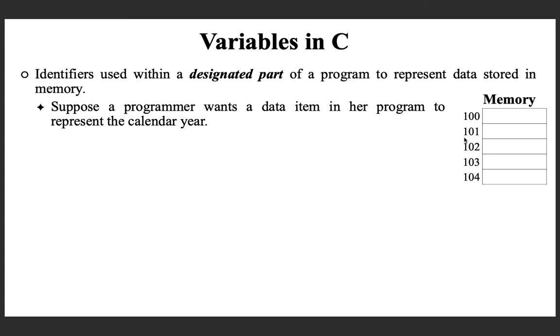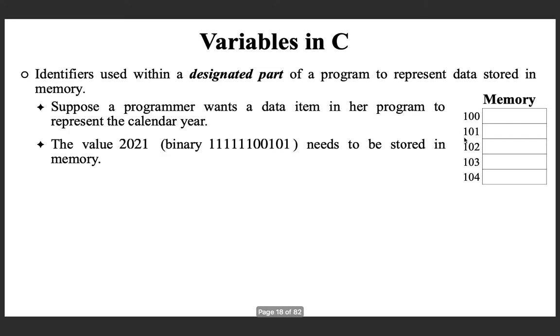Now suppose, for example, a programmer wants a data item in her program to represent the calendar year. So we are considering an example. In a program, the calendar year is required data. Now, the current year is 2021. The value 2021 needs to be stored in computer memory. And you know that within a computer, every piece of data needs to be represented in binary. If you convert 2021 into binary, you will get this binary string. You may verify it offline.